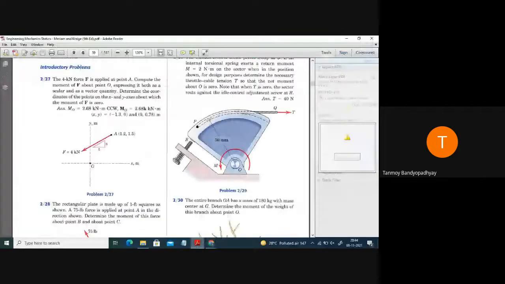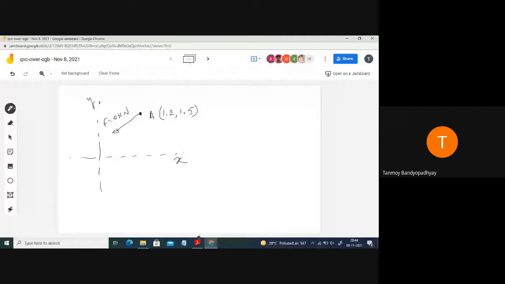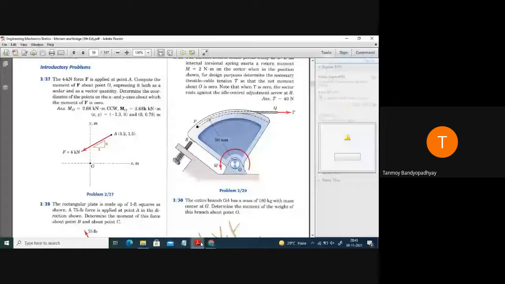The inclination or the slope is given. I think this is 3 and this is 5. So this slope is given as theta. This is the point O where we are supposed to find the moment of the force. Initially, let's do the first part. We have to compute the moment of the force about the point O. So how to calculate the moment of the force about the point O?